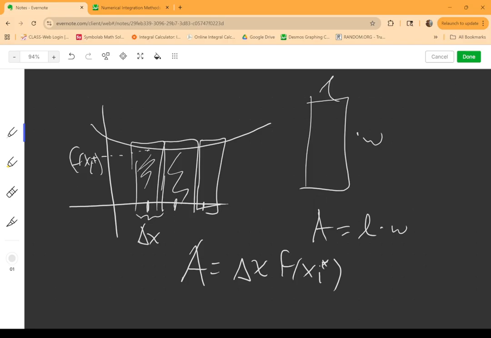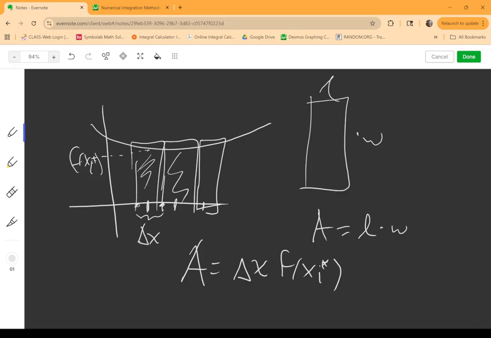To calculate the total area, we just need to sum up all these rectangles. The choice of x sub i star is left up to us. There are different ways you can do this. We can choose the left endpoint or the right endpoint, which I think we probably covered in Math 1 in terms of the Riemann sum and how that converges to the definite integral. But here we're going to look at just calculating the numerical value, the approximation.